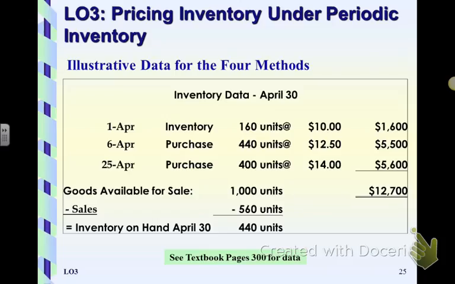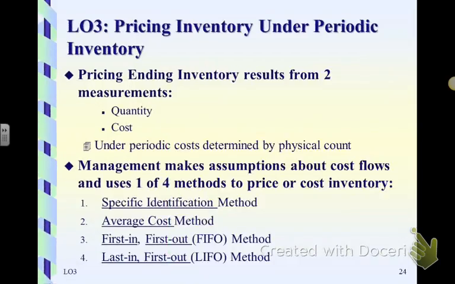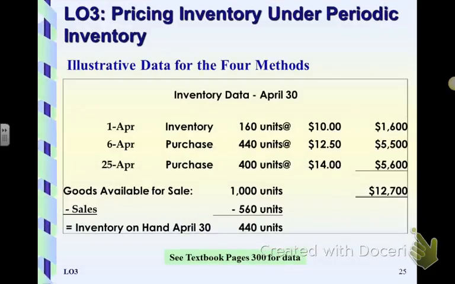Let's look at, we're going to use this, all of these are going to use the same inventory data. Okay? We're going to use all of the same data. This is the same data that is in your textbook on page 300. And so what we're looking at here is that this is our inventory. So where is this? Inventory is balance sheet data. This is our inventory data as of April 30th.